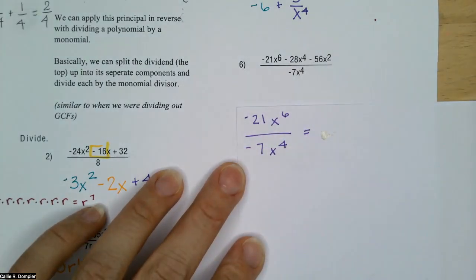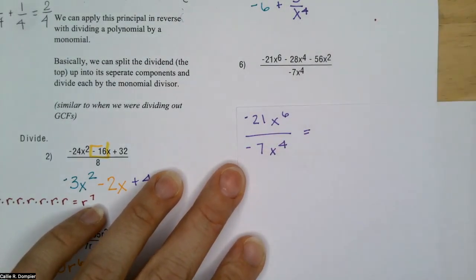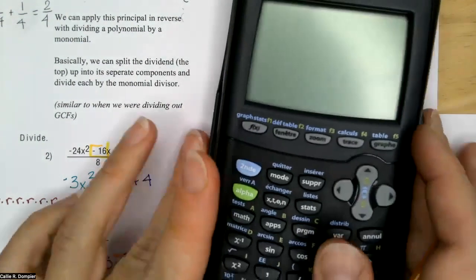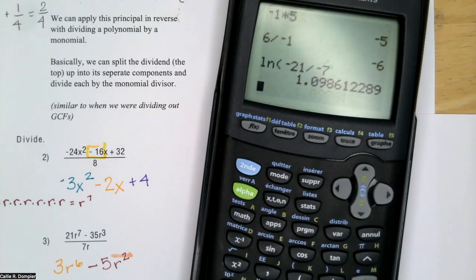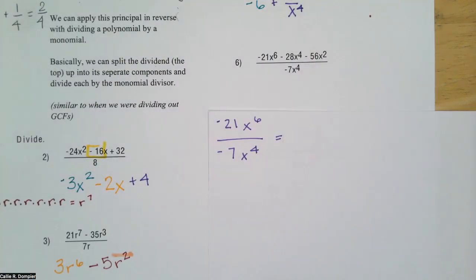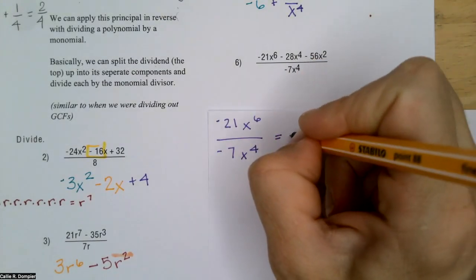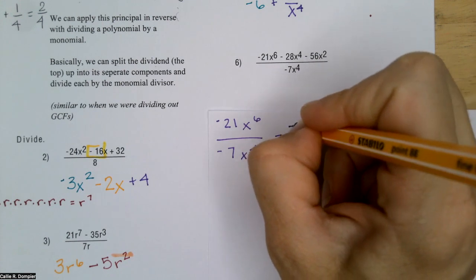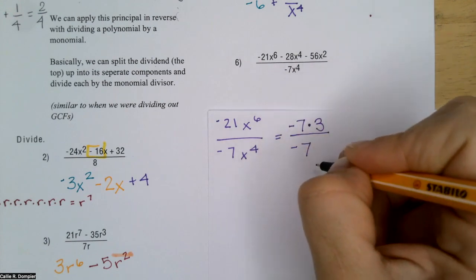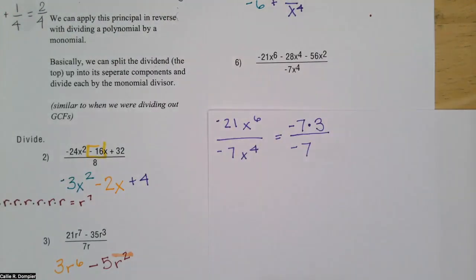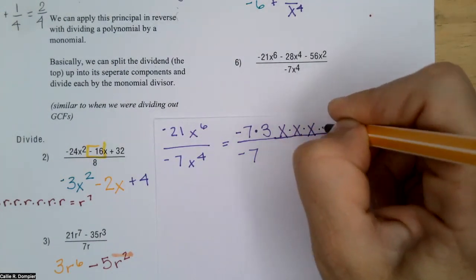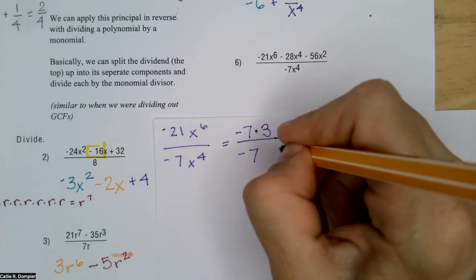Again, you're welcome to just put 21 by 7 into your calculator. Make sure you leave the signs the same. So negative 21 divided by negative 7. Not the natural log of that. 3, right? Positive 3, because negative 21 is actually negative 7 times positive 3, right? And then negative 7 is just negative 7. So when we cancel those out, we just get 3. And then over here we have x to the 6th. Down here we have x to the 4th.